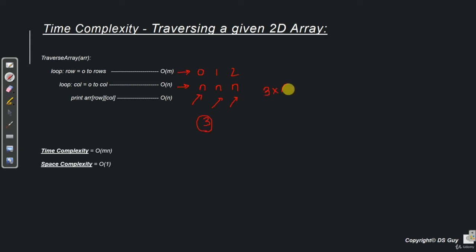And what is 3 over here? It is the number of rows, which is denoted by m. So the complexity becomes m into n. So we write m into n over here.